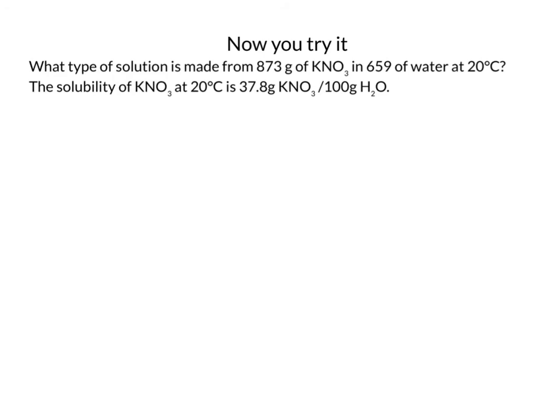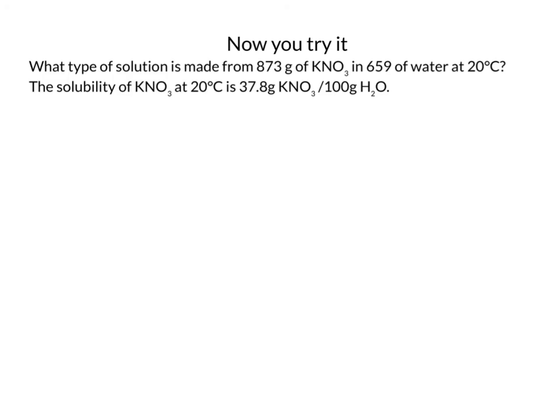So we're going to start with our known solubility at 20 degrees Celsius, and that is 37.8 grams of KNO3 per 100 grams of water. If we get that exact amount for our solution, then it is a saturated solution. If we have a number that is larger than 37.8 grams of KNO3 per 100 grams of water, then it's supersaturated, and if we have a number that's less than the 37.8, we will have an unsaturated solution. So now all we have to do is find out what we have in our solution.